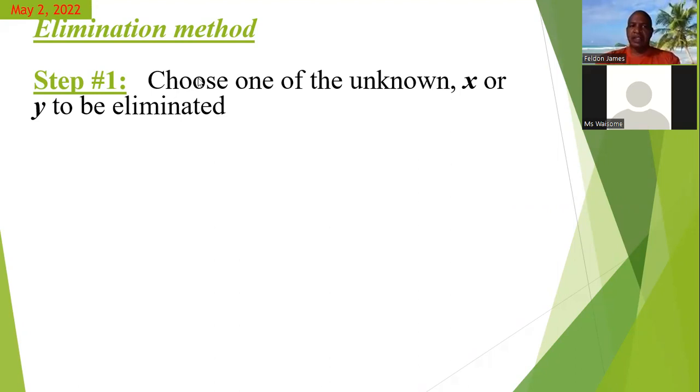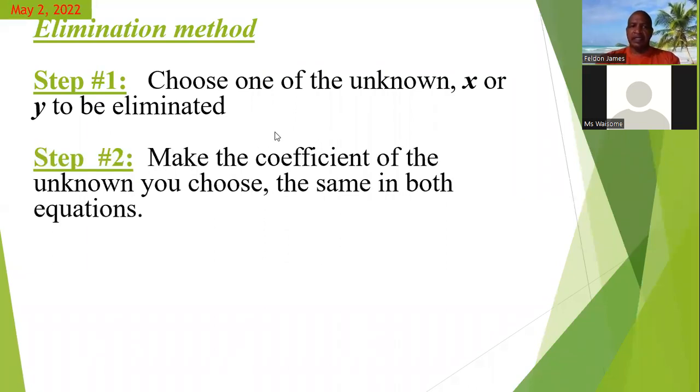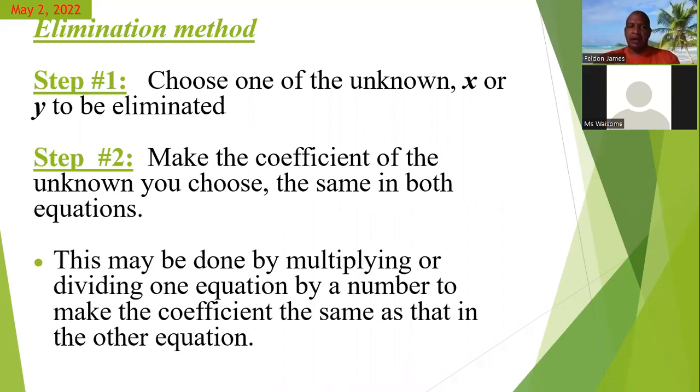So we say the first step, you choose one of the unknowns to be eliminated. You're going to choose either X or Y. The second step, you would now make the coefficient of that unknown that you chose to be the same in both the equations.